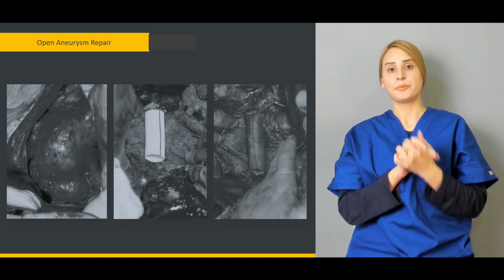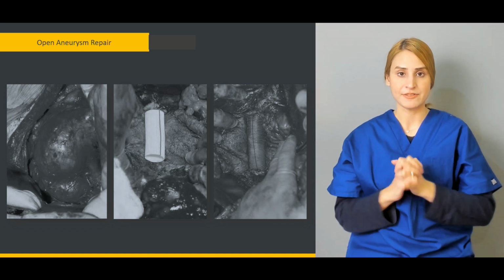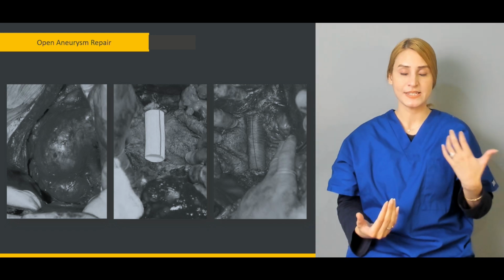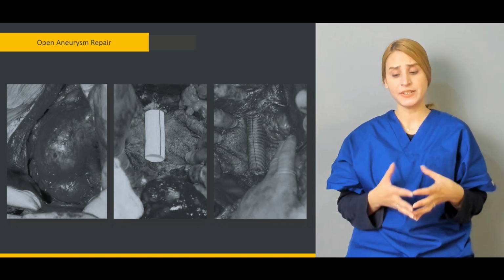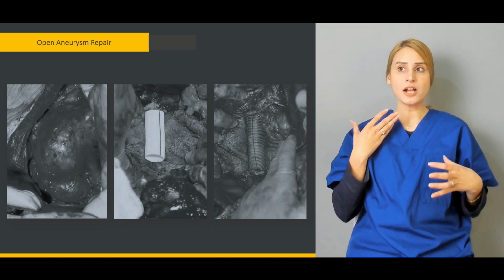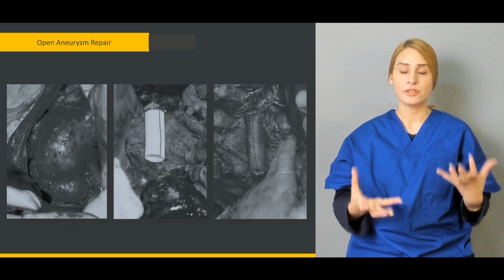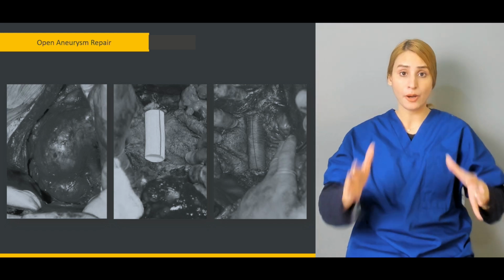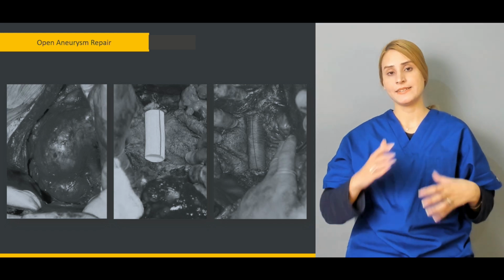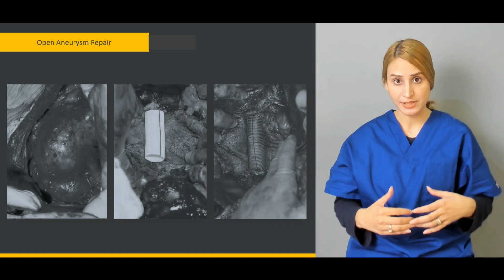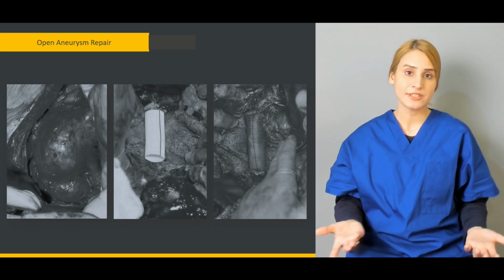So the repair is like this: abdominal aortic aneurysm. You open it. Obviously, the midline incision is given. After giving the midline incision, the proximal and distal extent both are marked, and the intestine is retracted to either the right or the left side. The retroperitoneum is reached, and you enter the abdominal aorta.